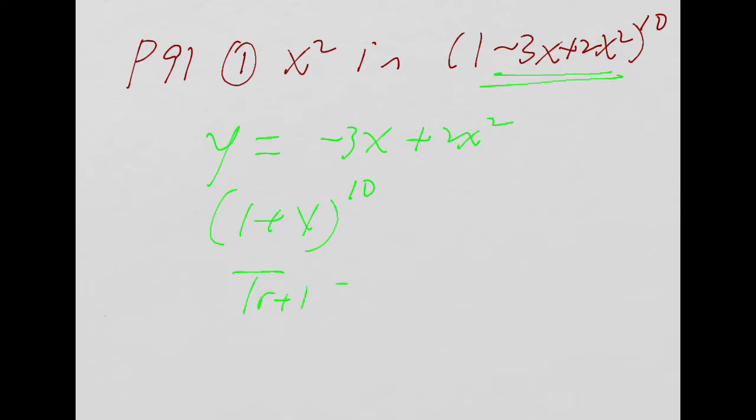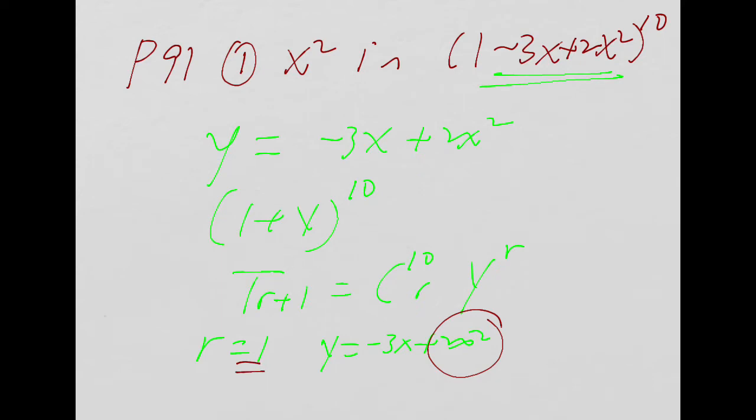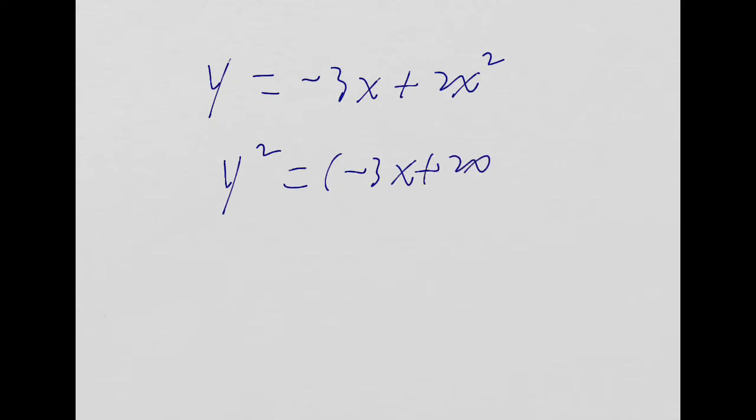the general term, Tr plus 1 equals to C(10, r) y to the power r. When r equals to 1, because y is minus 3x plus 2x squared, you have this term. So r equal to 1 actually does have a 2x squared term. When r equals to 2, you have C(10, 2) y squared. So y equals to minus 3x plus 2x squared, right? So y squared becomes (minus 3x plus 2x squared) squared.